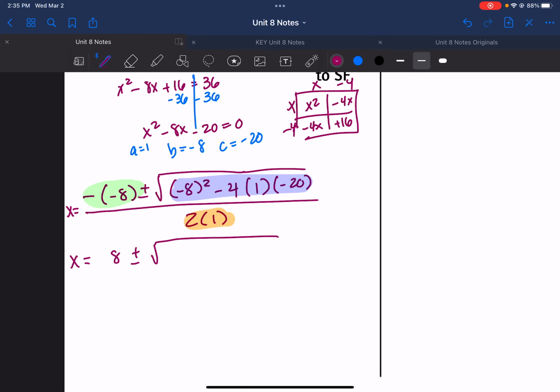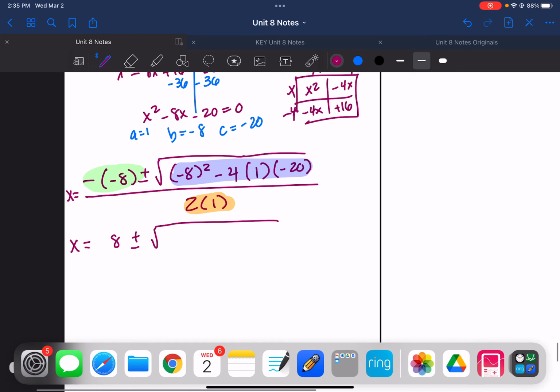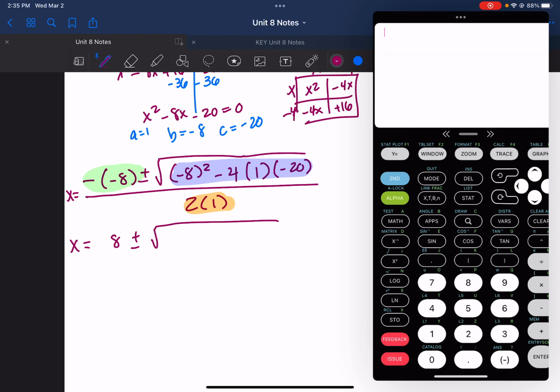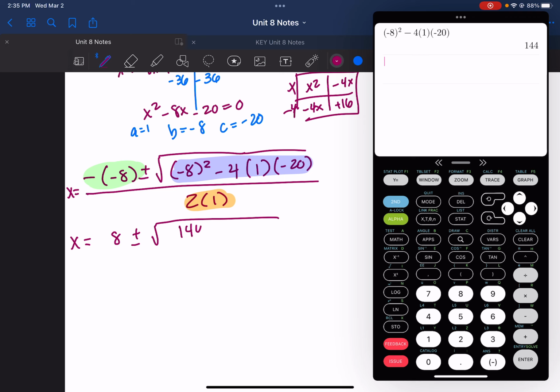So I'll just take my calculator and redo that. We don't always have to do it by hand. All right, so let's see. Delete that. So we have parentheses. I'm just going to type what's highlighted under the radical. So negative 8 squared minus 4, 1, parentheses, negative 20, enter. So this is 144, right? And then what do we have here?